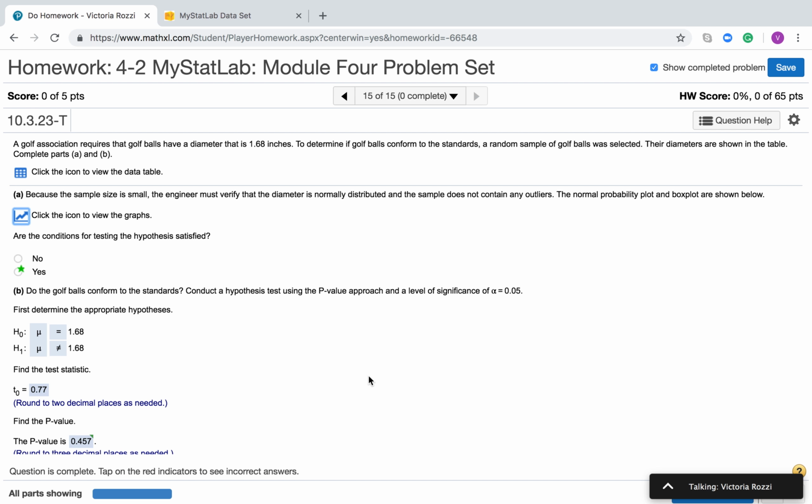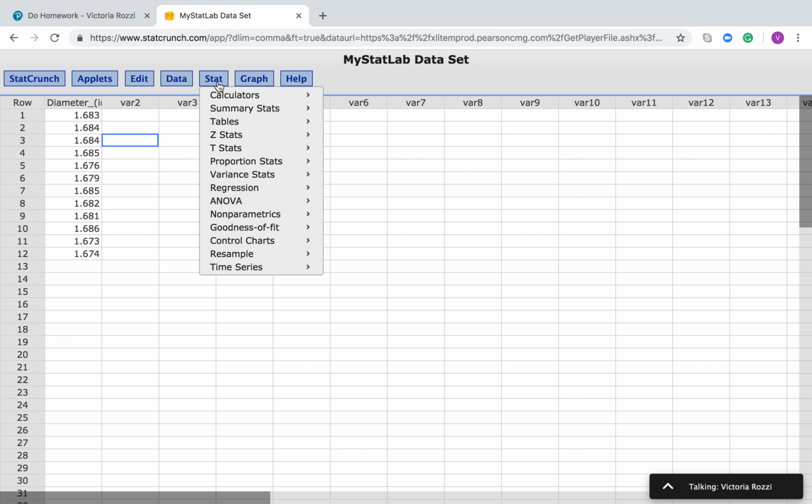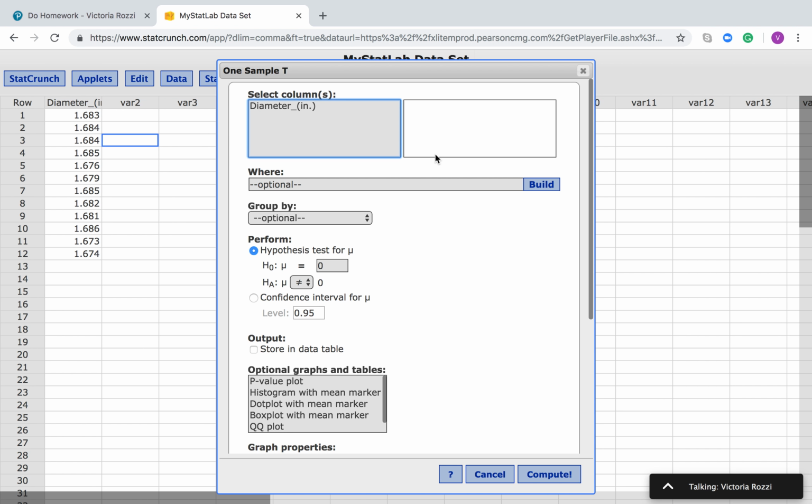Now letter B: do the golf balls conform to the standards? Conduct a hypothesis test using the p-value approach and a level of significance of alpha equals 0.05. And here's where we're going to go to StatCrunch. So we're going to go over here and press Stat. Here we are going to use T-Stats because we're talking about a mean here. And we're going to use one sample with the data. I'm going to select my column, which is diameter. There's only one column here. And now I have to fill in my information for my hypothesis test.